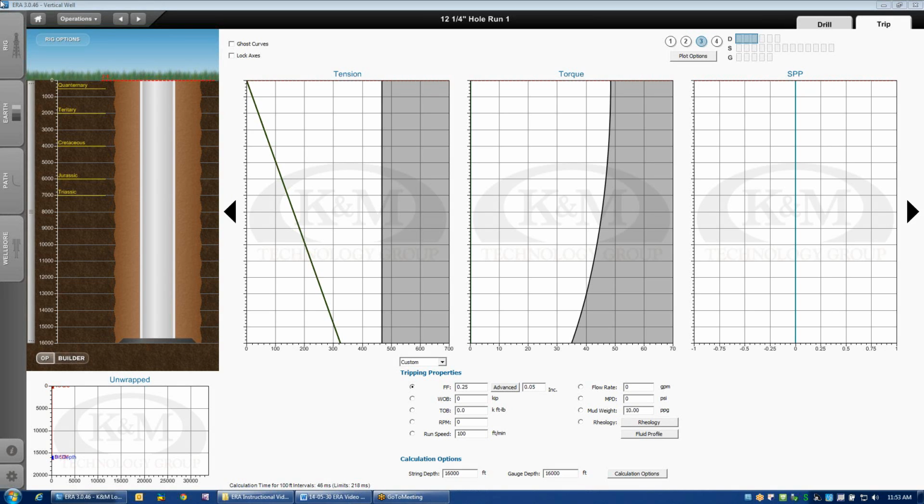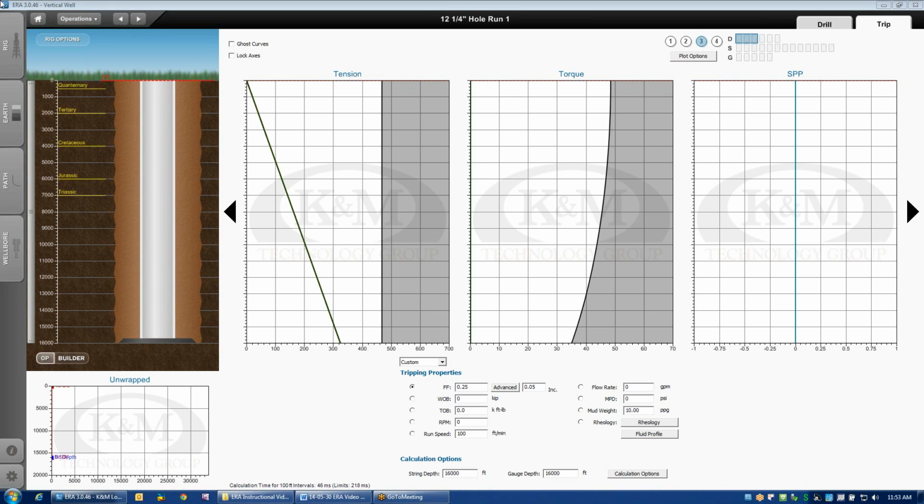Now with a background understanding of what the von Mises equivalent is, we need to walk through what ERA is doing when it provides us with a limit curve. And what I've got here is a real simple example of a 16,000 foot vertical well. There's 5-inch drill pipe and a lightweight BHA in the string.